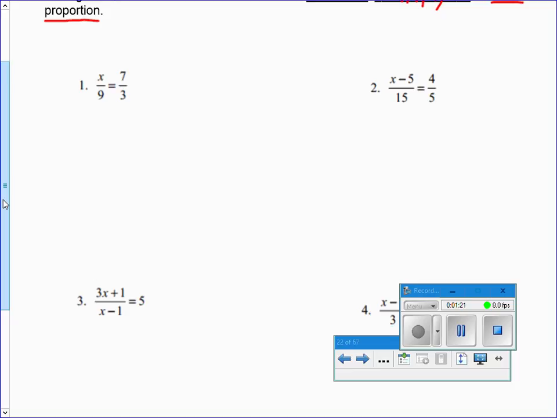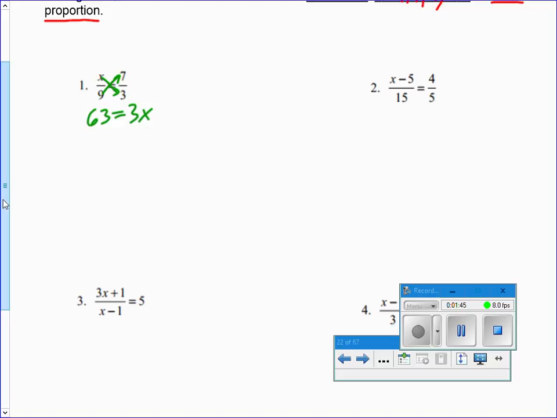On this first one, again, recognize the proportion. We have two equal fractions: x over 9 is equal to 7 over 3. To solve this by cross multiplying, we multiply the bottom of one side by the top of the other side. So 9 times 7, 63, our equal sign, and then multiply in the other direction: x times 3, 3x.